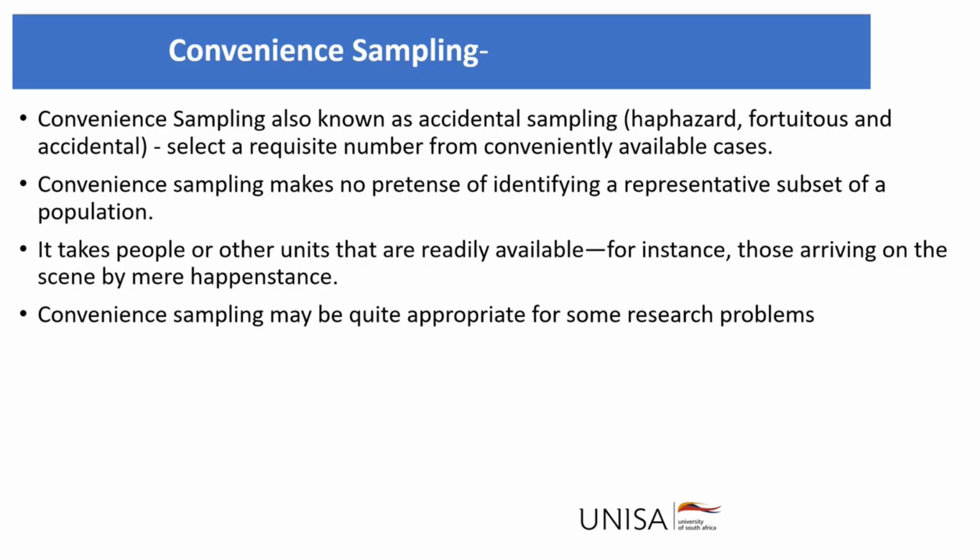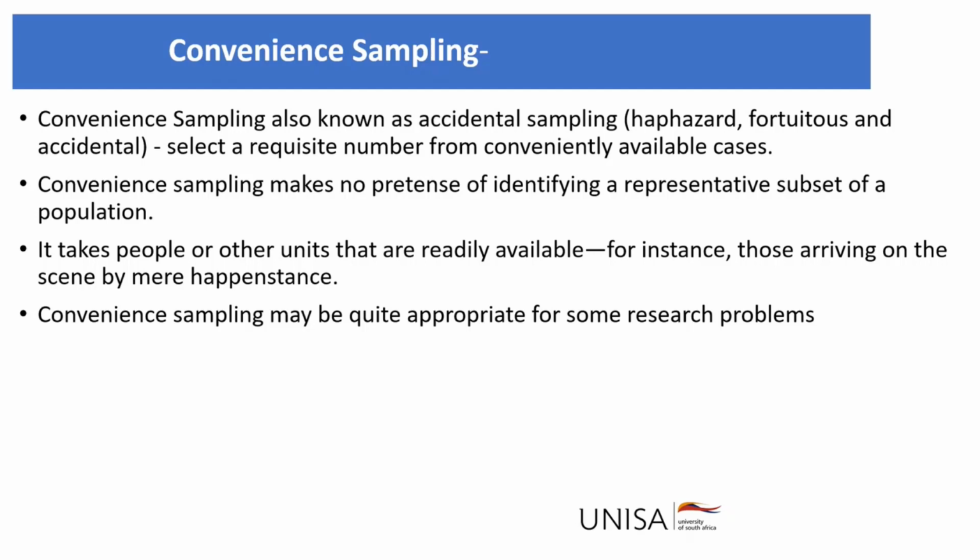It takes people or other units that are readily available. For instance, those arriving on the scene by mere accident, happenstance. So an accident has happened, and we all arrive there. So we become conveniently there so that a researcher can talk to us and find out what could have transpired. And on the basis of that, he interviews people and so forth it goes.